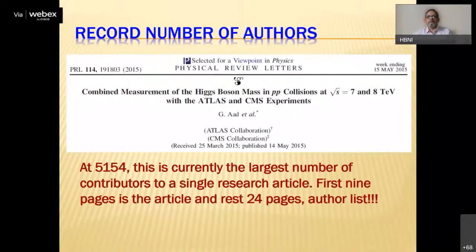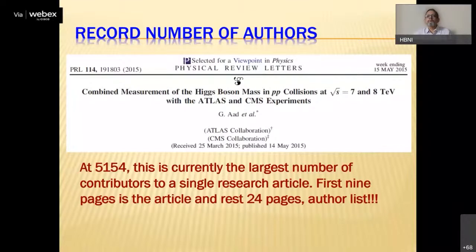Then this order of authors, author list, what should it be? It's a very interesting paper. This appeared in 2015. The number of authors in this paper, a nuclear physics experiment on the Higgs boson, was 5,154. This appeared in Physical Review Letters, and this currently is the largest number of contributors to a single research article.